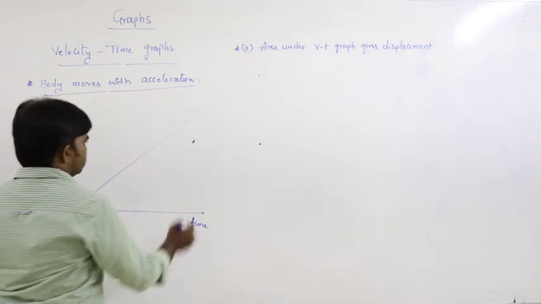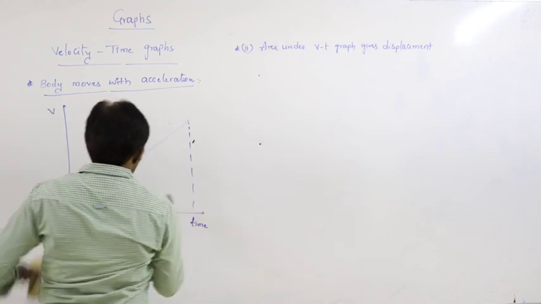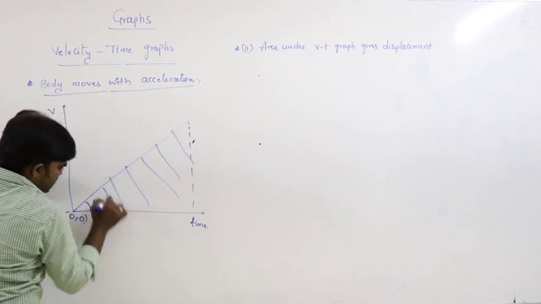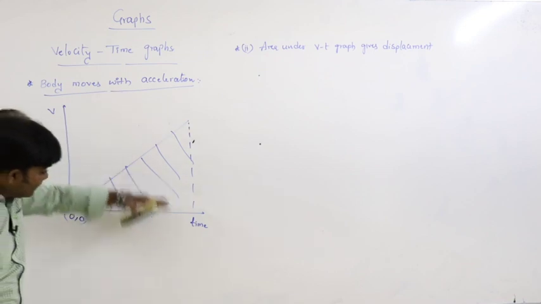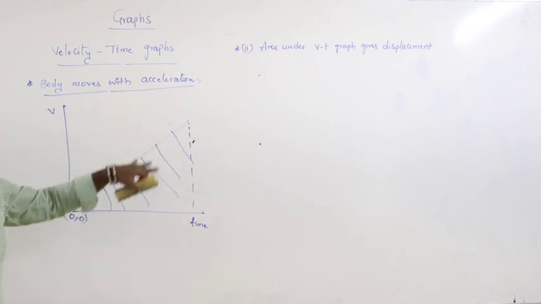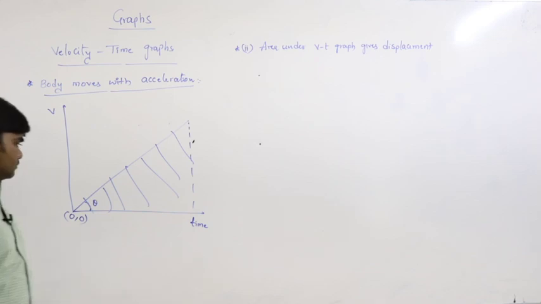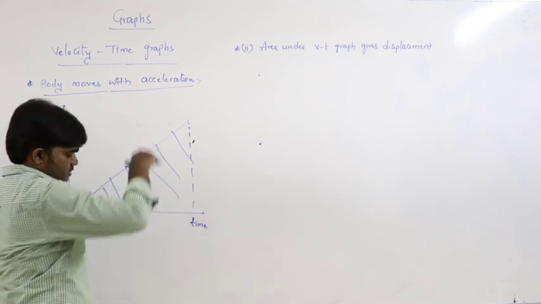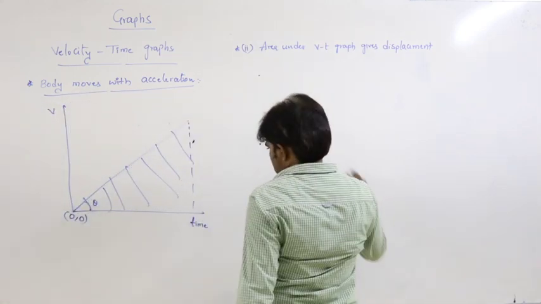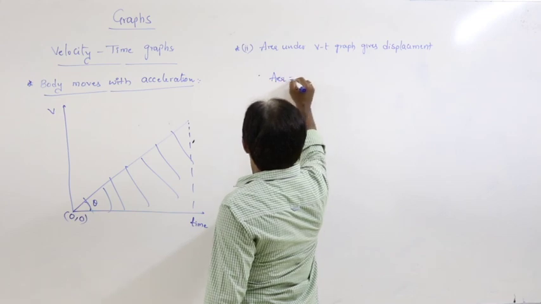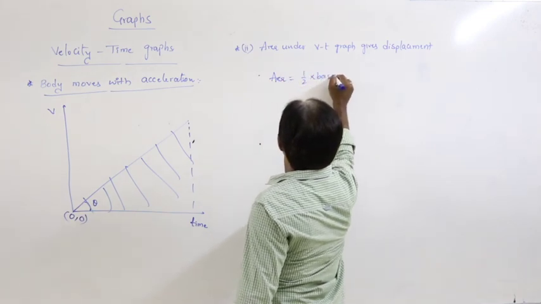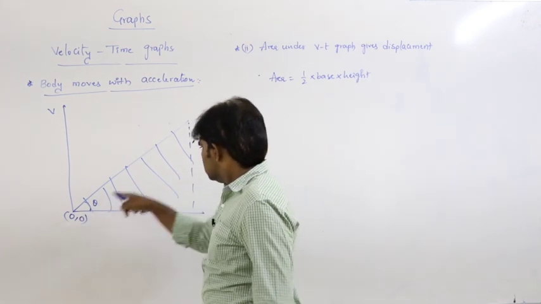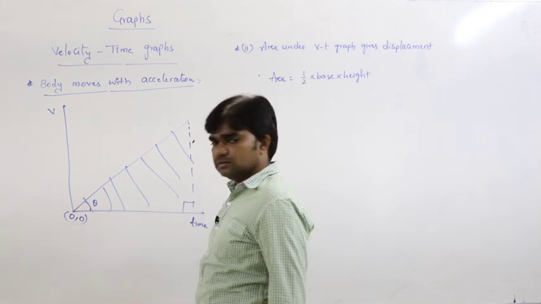For example, this is the shape of the graph. Under this graph, this total area is considered as displacement. So under this area, what is the shape here? It is a triangle. So the area is half into base into height. Here it is a right angle triangle, it is 90 degrees here.